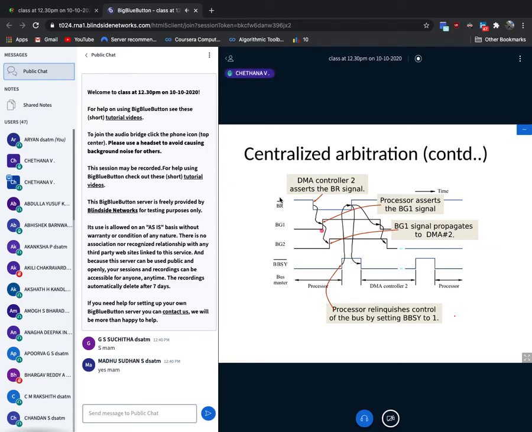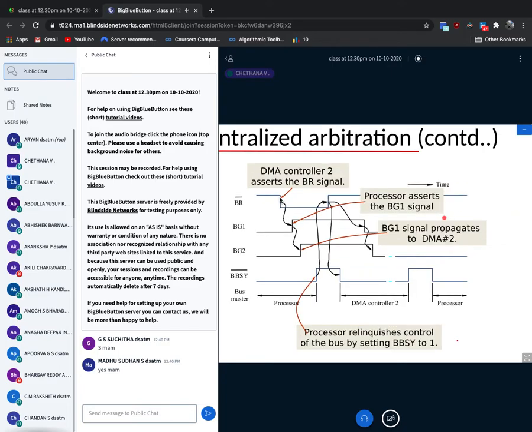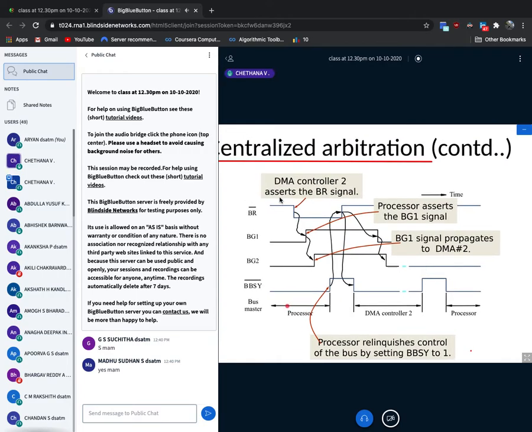See, in centralized, as I told you, in the previous day I also wrote this. I don't know whether you were able to see it in the previous class, but anyway, I showed this in the previous class. Just see this. I told you.